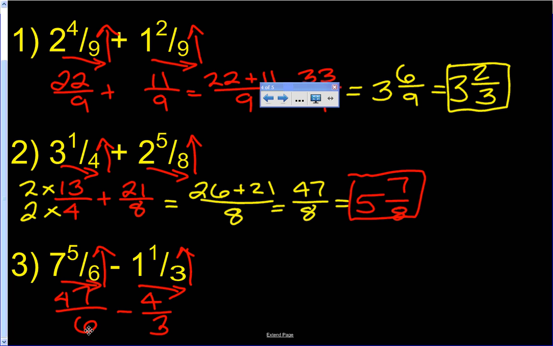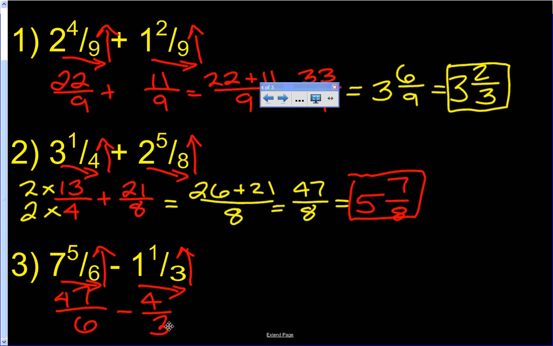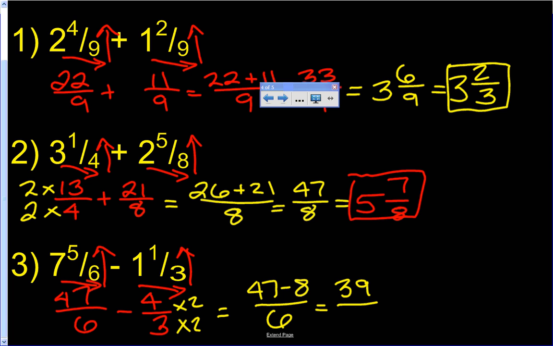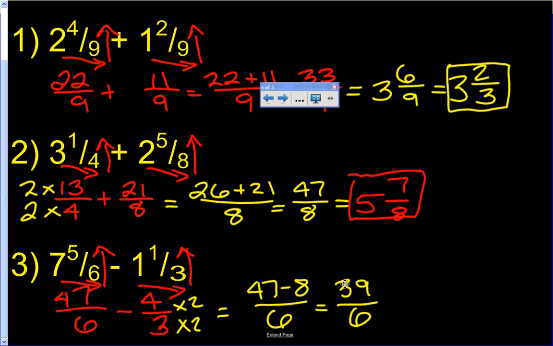Again, I need a common denominator. I have a 6 and a 3. So can I multiply 3 times something to make it turn into 6? Yes, I can multiply it times 2. Top and bottom times 2. So now I have 47 minus 8 over 6, which equals 39 over 6. If that's improper, do not leave them improper, please.